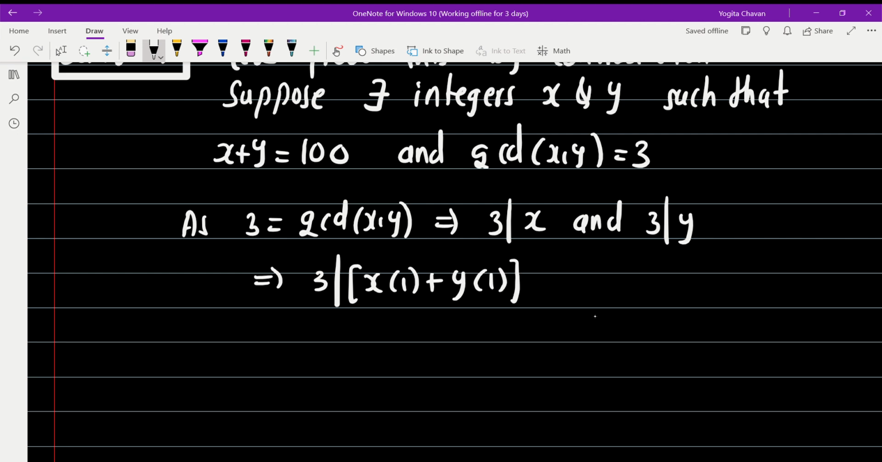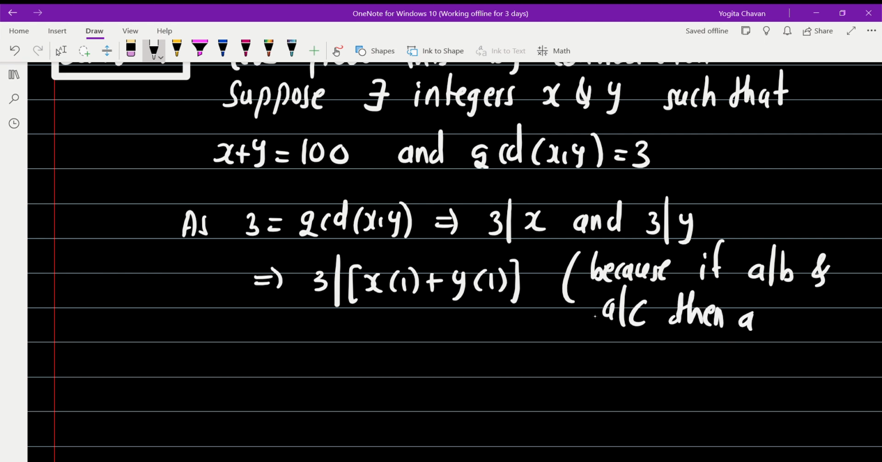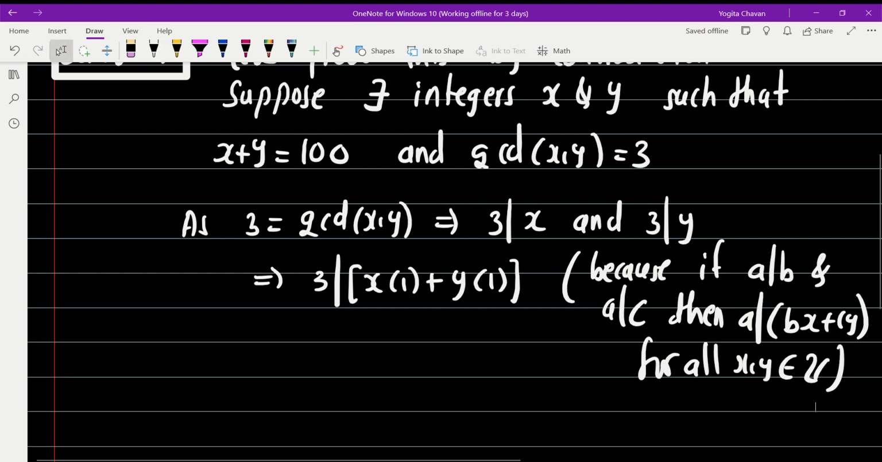Now why is this? Because, recall this result: if a divides b and a divides c, then a also divides any combination of b and c, means a divides b into x plus c into y for all x, y belonging to Z. तो यहाँ पे भी 3, x को डिवाइड कर रहा था, y को डिवाइड कर रहा था, तो x और y का कोई भी कॉम्बिनेशन ले लो, 3 divides x into 1 plus y into 1, that is 3 divides x plus y.